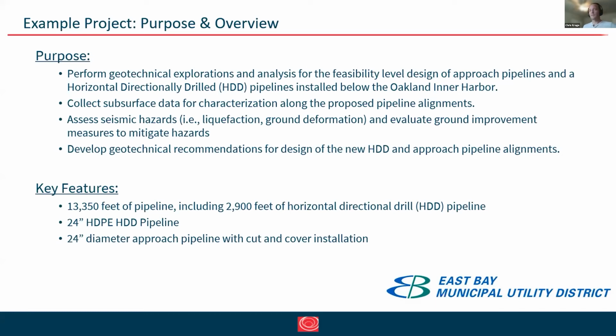And then come up with the design level recommendations, and we actually ended up doing some design level analyses for this project. So, some of the key features, just an overview: over 13,000 feet of pipeline, including about a 2,900 foot HDD pipeline underneath the harbor. Both the approach and the cut and cover pipelines are 24-inch diameter. However, they're constructed of different material, which informs the design as well. The HDD pipeline is rather flexible, whereas the approach pipelines were more of a traditional steel pipeline, and so those were more rigid and less flexible. And that comes into play with the potential settlement and deformation analysis that was performed for this project.